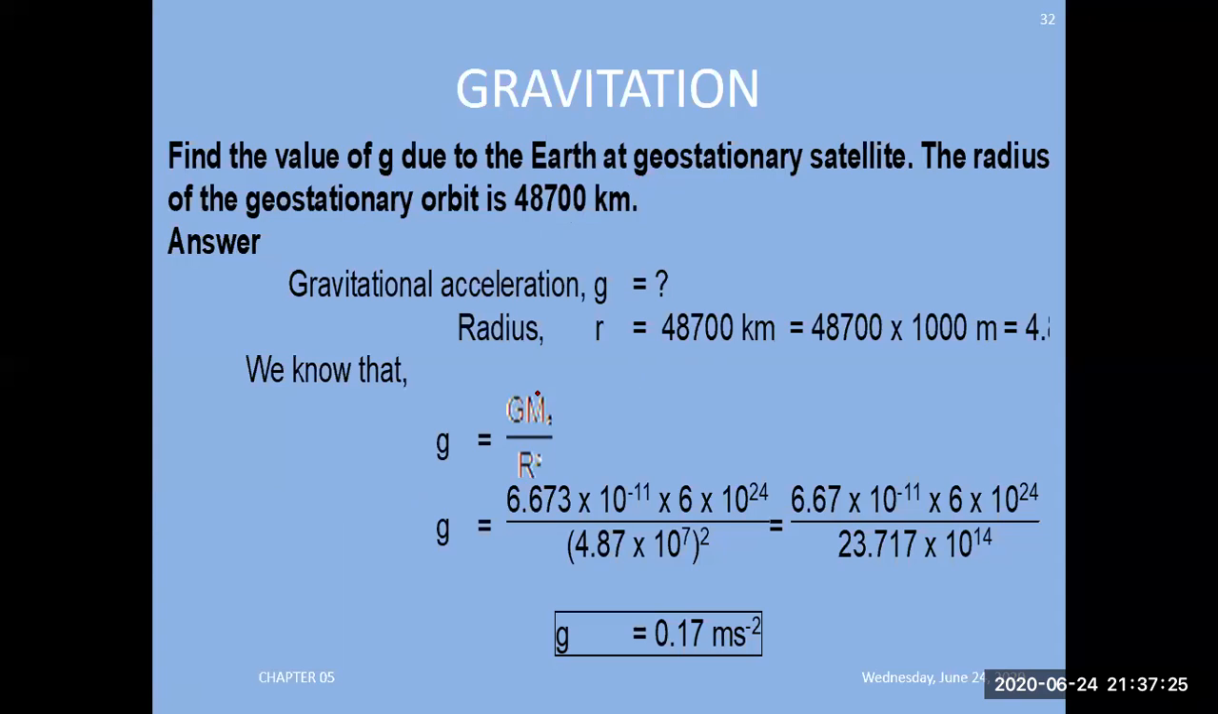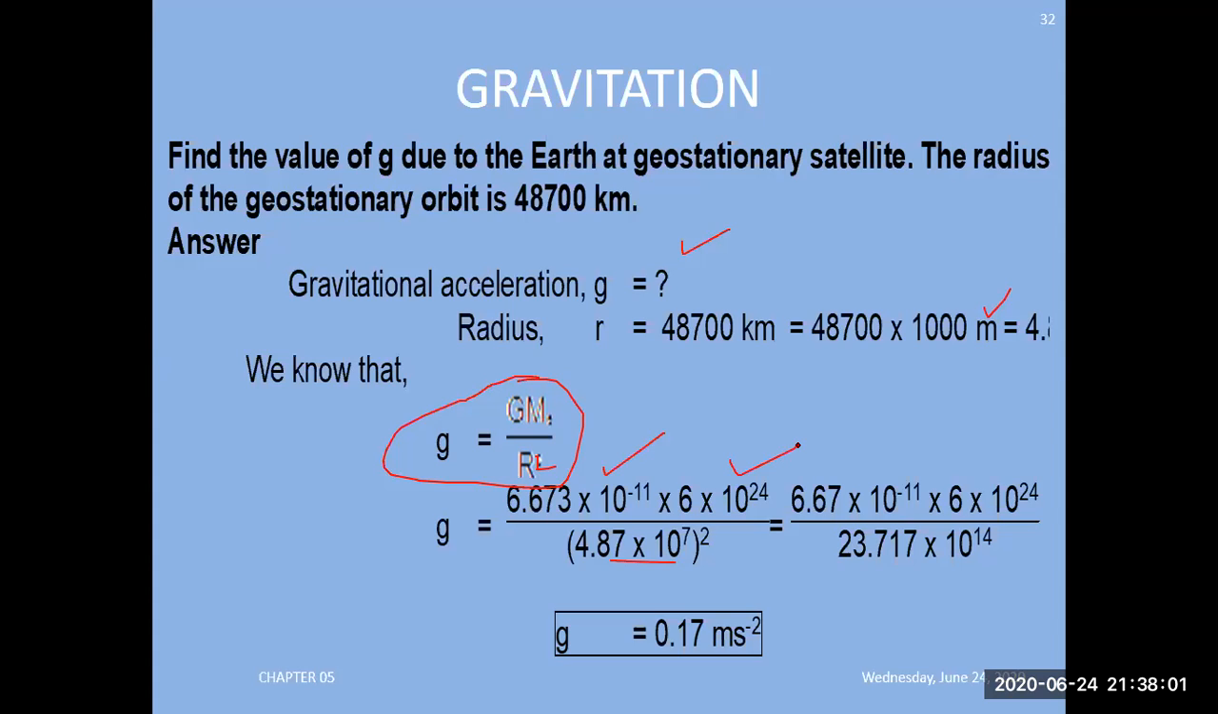So here it is. This is the formula used to calculate the value of g. It is basically GM divided by the square of the distance, the radius. The radius of the stationary satellite was in kilometers, and we have converted it into meters by multiplying by 1000. So it is basically 4.87 into 10 raised to the power 7, whole square. This is the value of r, and you need the mass of the Earth. It is 6 multiplied by 10 raised to the power 24.